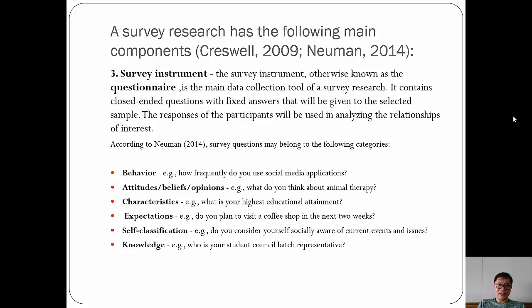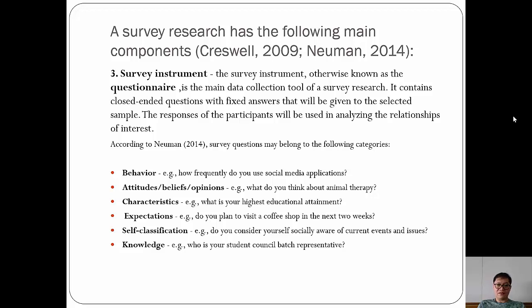So according to Newman, in 2014, survey questions may belong to the following categories: behavior, how frequent do you use social media applications? Attitudes, belief, opinions. Example, what do you think about animal therapy? Okay? Characteristics, like what is your highest educational attainment? That's characteristics.